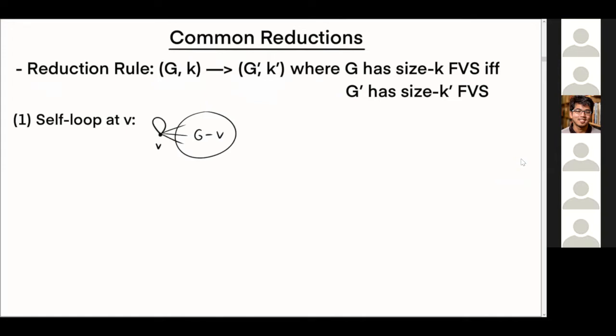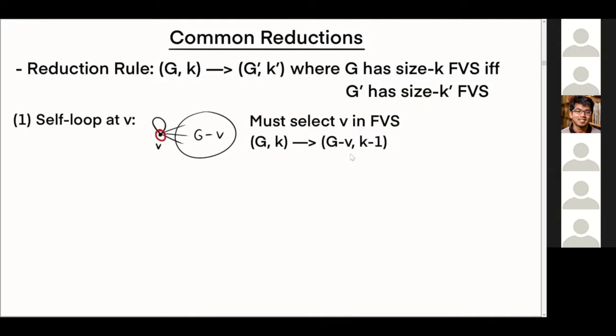So what are some common, folklore reduction rules for Feedback Vertex Set? One is, suppose the graph has a self loop at v. So we allow the graph to be a multigraph. And suppose v has a self loop. Here it's more useful to think of Feedback Vertex Set as hitting all the cycles of G, and a self loop is a single vertex forming a cycle. So you must hit v, so you must select v in the Feedback Vertex Set. So here's a very simple reduction rule. We go from (G, k) to (G - v, k - 1).